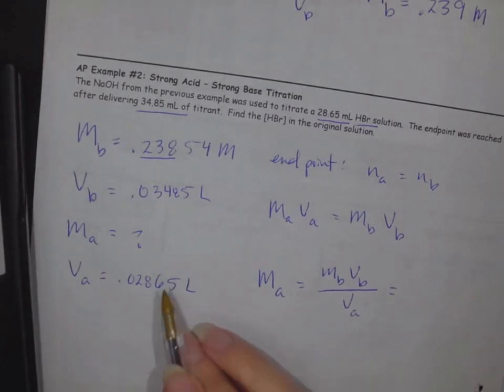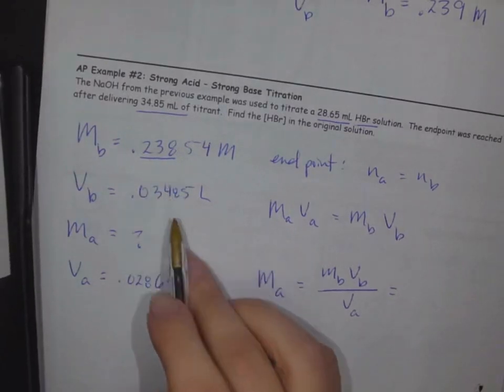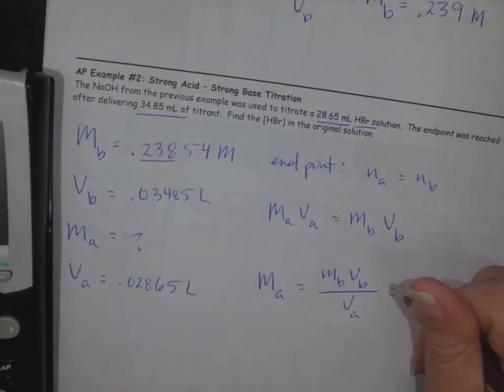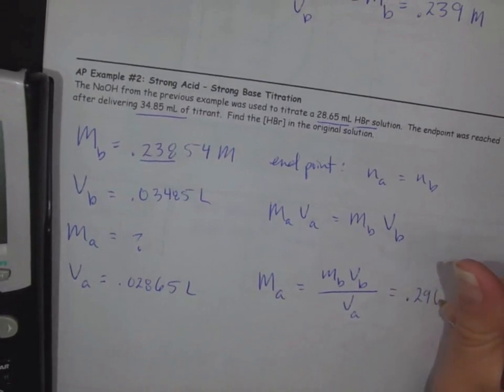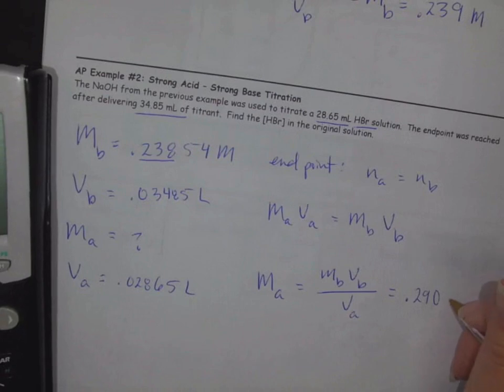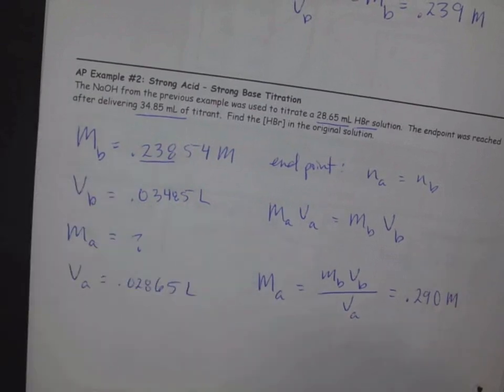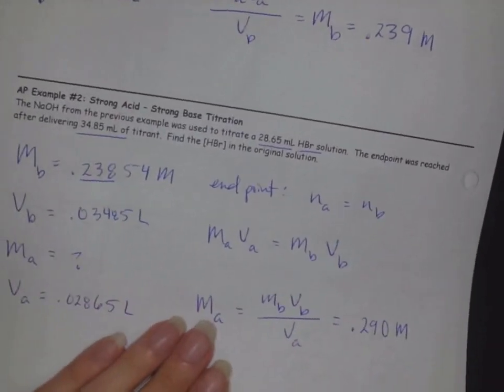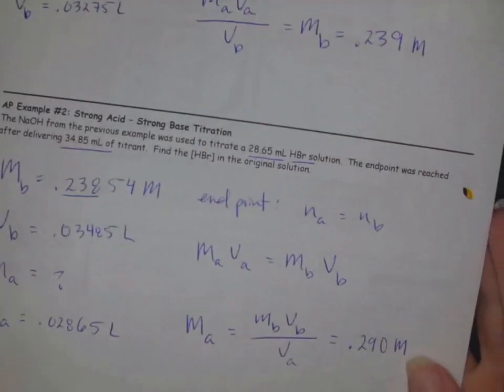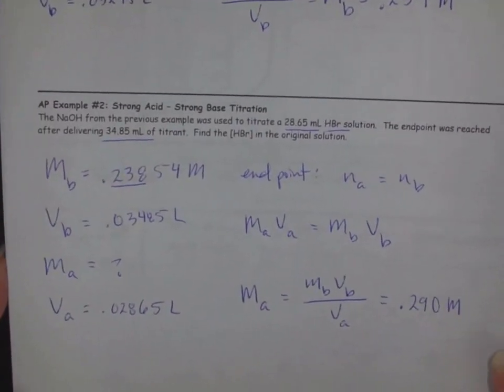All right, 1, 2, 3, 4. This one was 3 sig figs, so I'm going with 3 sig figs, 0.290, and its units are molarity, so capital M, concentration, moles per liter. That trailing zero is significant because of the decimal point, so that would be 3 sig figs.